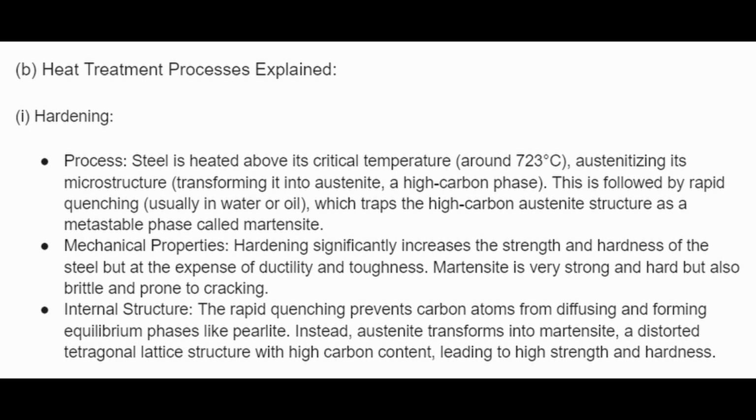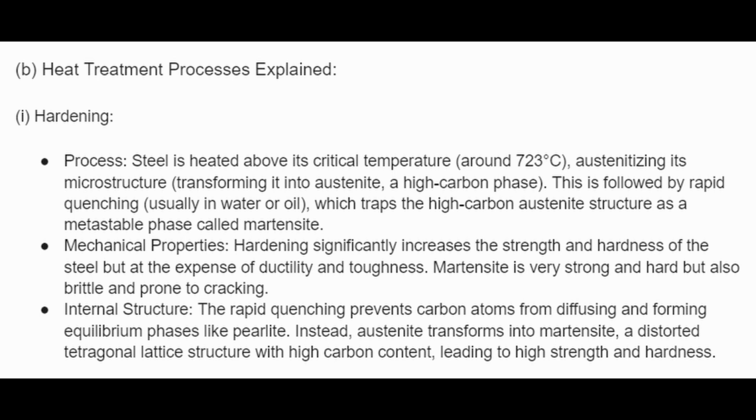Mechanical properties. Tempering reduces the hardness and strength of the steel compared to the hardened state, but significantly improves its ductility and toughness. This makes the steel more resistant to cracking and failure under stress. Internal structure.